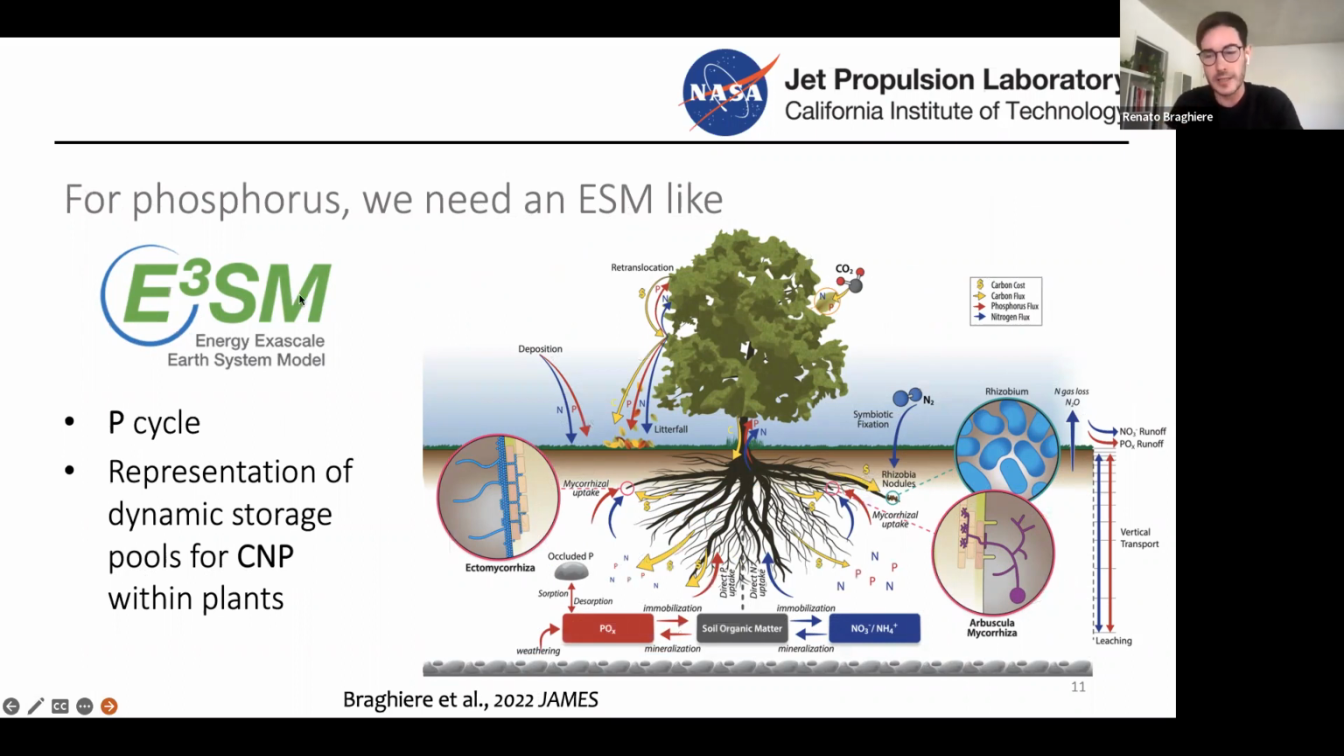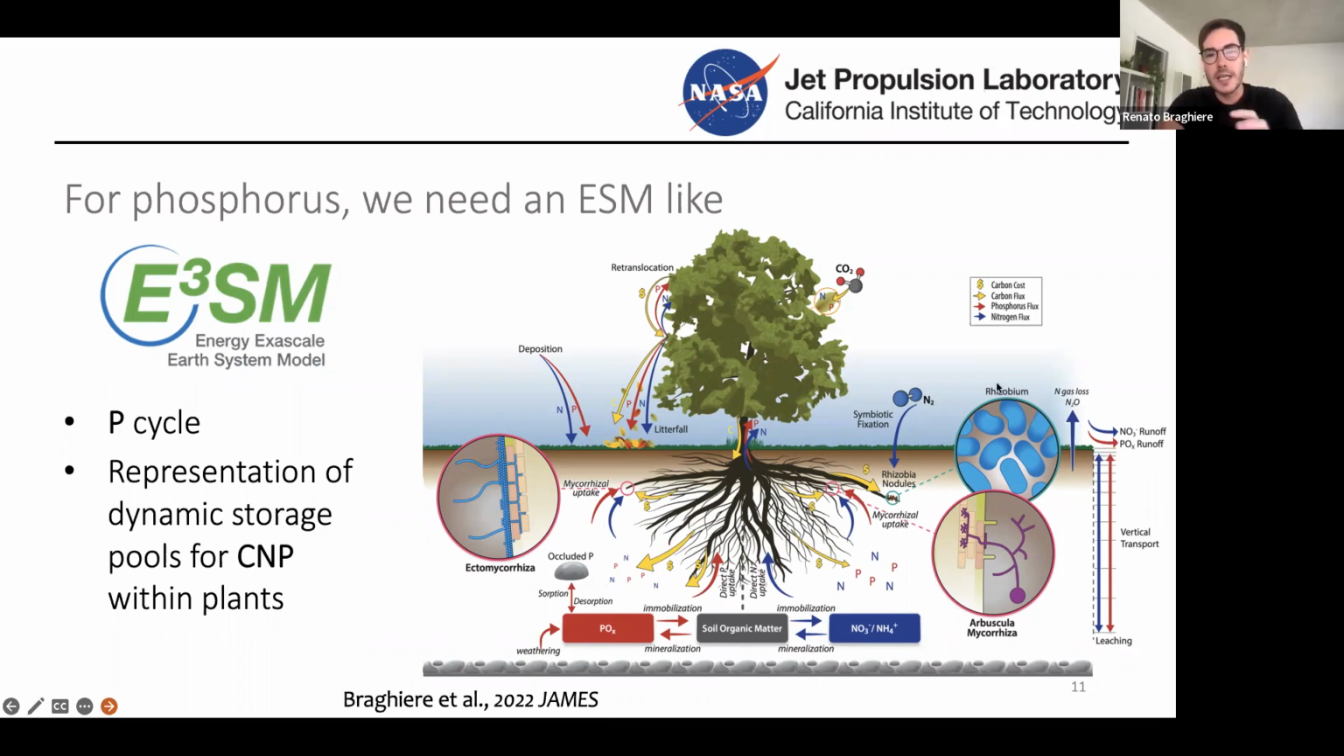CLM, the Community Land Model, doesn't have a phosphorus cycle in it. So we needed to find an Earth system model that had a representation of the phosphorus cycle. Things like immobilization and mineralization of phosphorus and nitrogen from soil organic matter, and the fluxes involved in the phosphorus cycle: sorption and desorption of phosphorus from occluded sources, weathering, nitrogen and phosphorus deposition, litter fall, vertical transport, and horizontal transport.